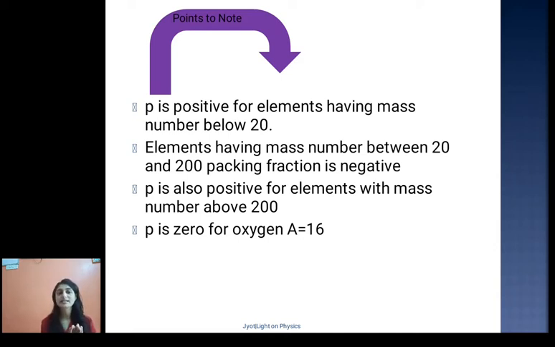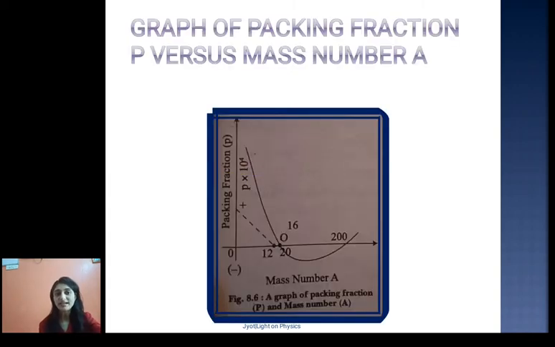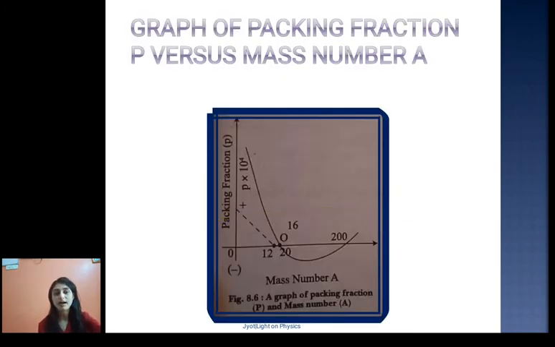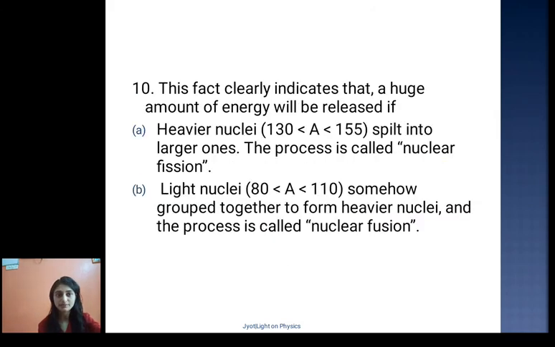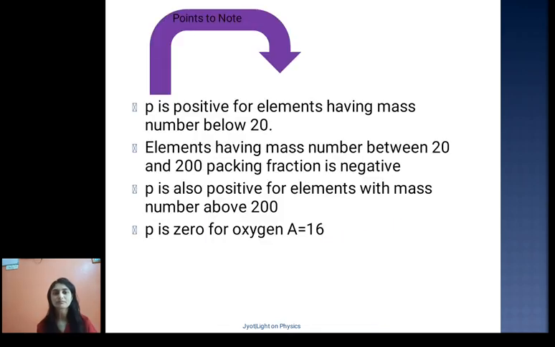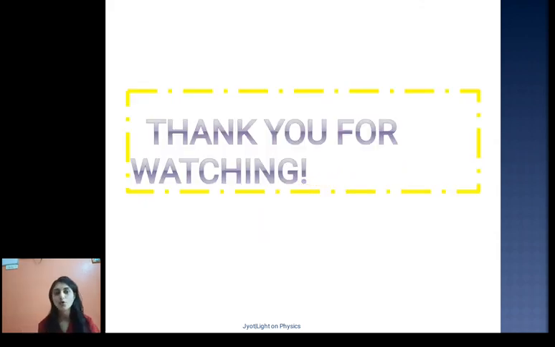Packing fraction is positive. See the graph. Packing fraction is positive for the elements having mass number below 20. Now when the mass number is between 20 to 200, you can see the packing fraction is negative, and packing fraction is found to be 0 for oxygen. And P is also positive for elements with atomic mass number above 200. So these points you have to remember, and thank you so much for watching.